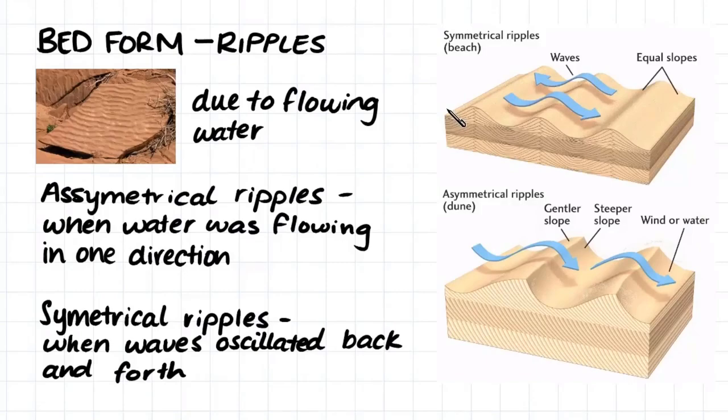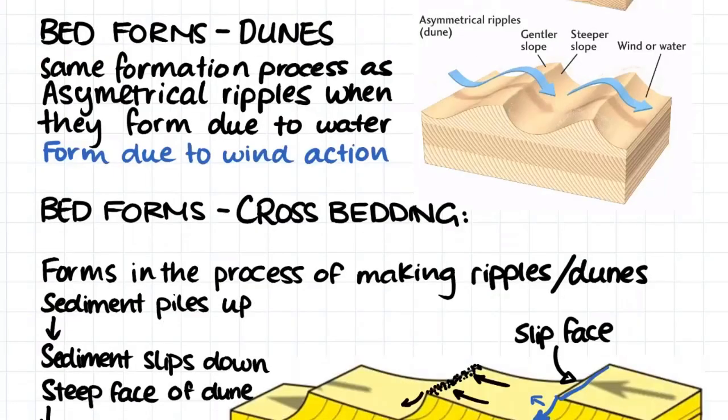Asymmetrical ripples occur when water is just flowing in one direction, as we can see here. Symmetrical ripples will occur when the waves oscillate back and forth, as we can see here. These bedforms can be preserved in the sedimentary rock because new sediment can be deposited on top, and the formation will remain the same and will be lithified in this shape.